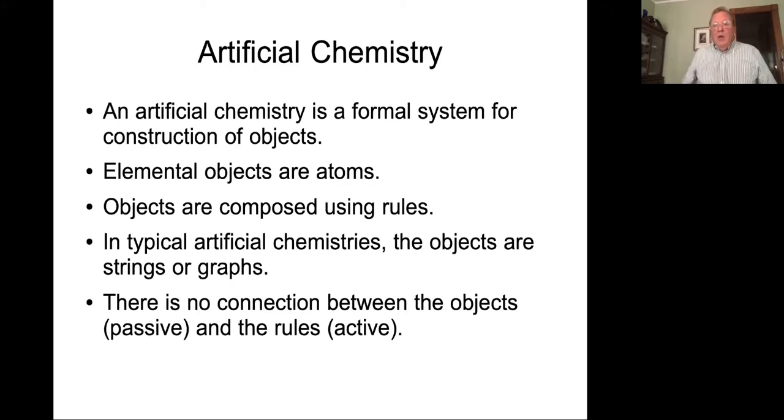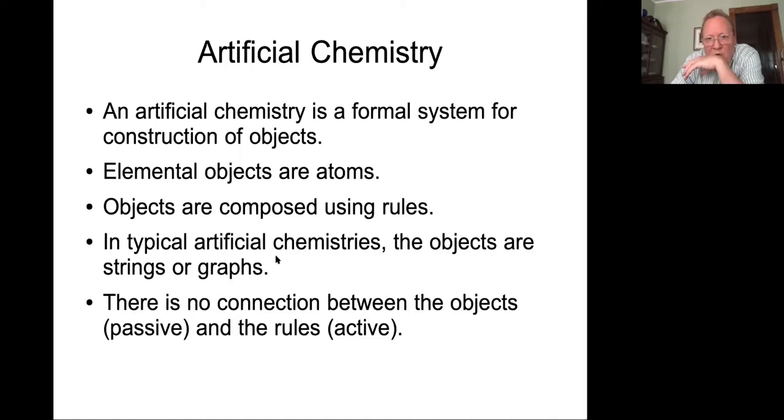Okay, artificial chemistry. An artificial chemistry is a formal system for construction of objects. The elementary objects are atoms. Objects are composed using rules. In a typical A-chem, objects are strings or graphs. Significantly, there's no connection between the objects, which are passive, and the rules, which act on them. No connection whatsoever.